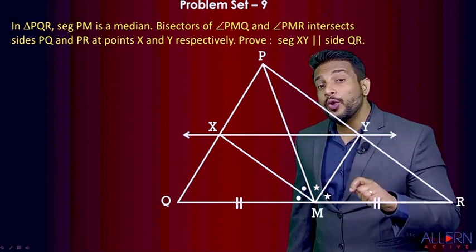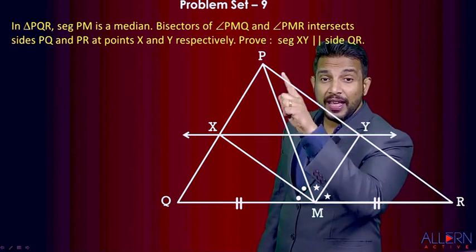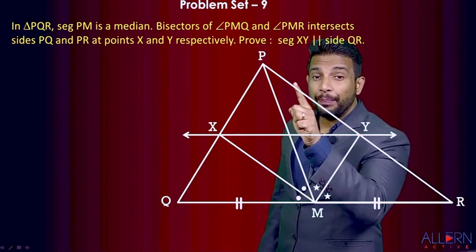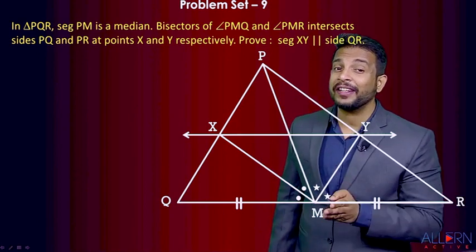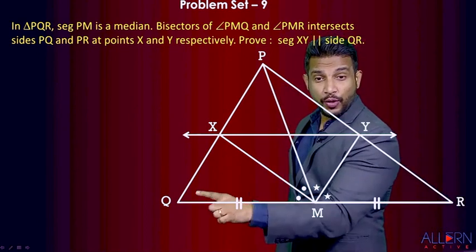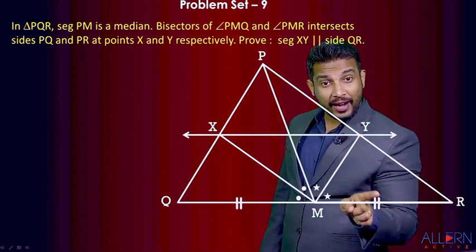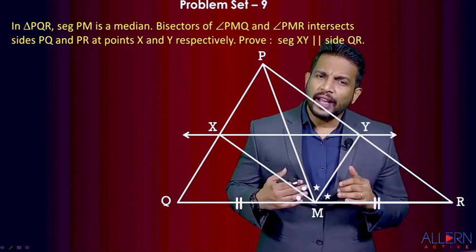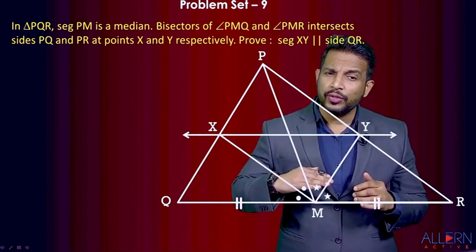Bisectors of angle PMQ and angle PMR. So for angle PMQ, we have a bisector that is MX. And for angle PMR, we have a bisector that is MY. They intersect sides PQ at X and PR at Y respectively. That's given. It says further, prove that segment XY is parallel to side QR.